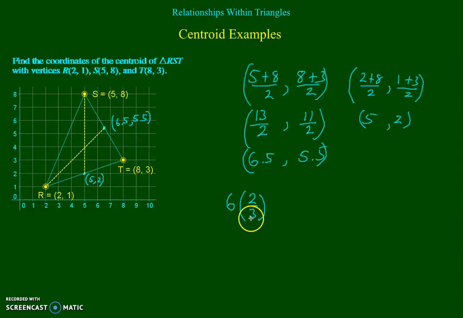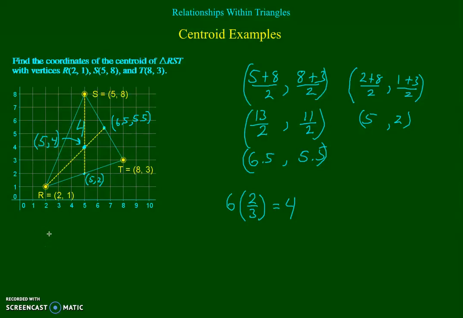Well, 6 divided by 3 is 2, and 2 times 2 is 4. So this gives us 4. So that means this length is 4 units long. And since this piece is starting at 5, 8, that's all we have to do is count down 4 units. So 8 minus 4 is in fact 4. So we know that is our point, and its coordinates are 5, 4.